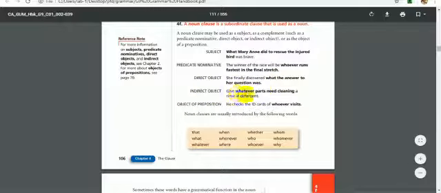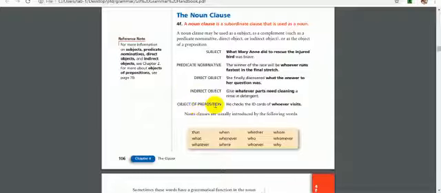Indirect object. Give whatever parts need cleaning a rinse and detergent. So here give is a transitive verb, an action verb, and what came here is the indirect object, and later rinse is the direct.